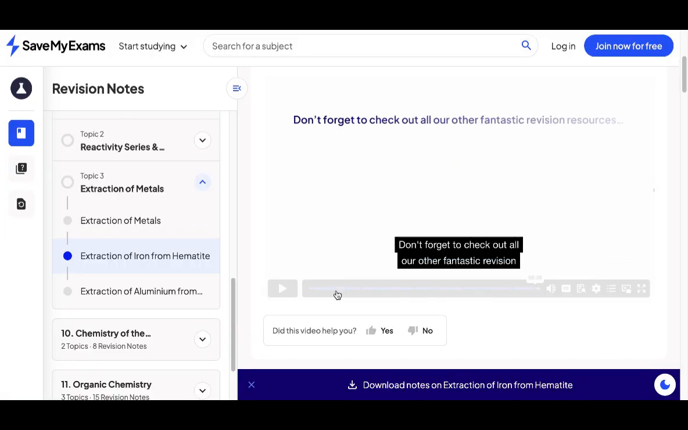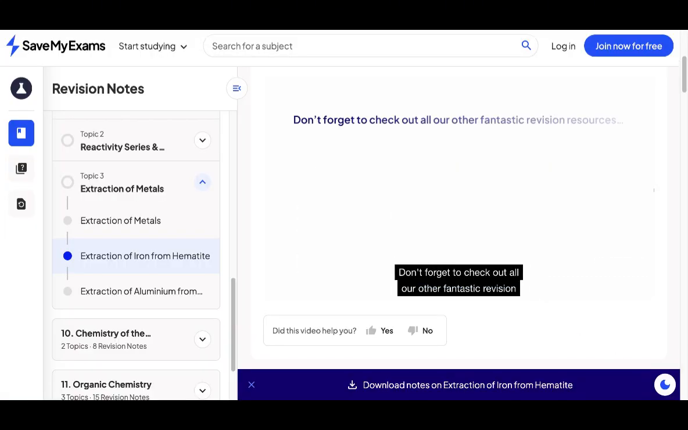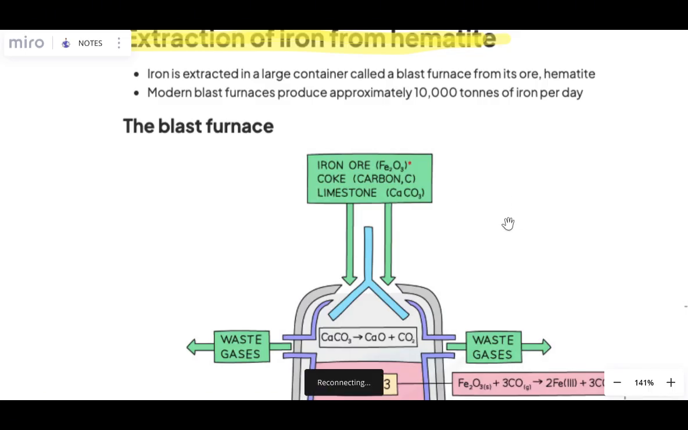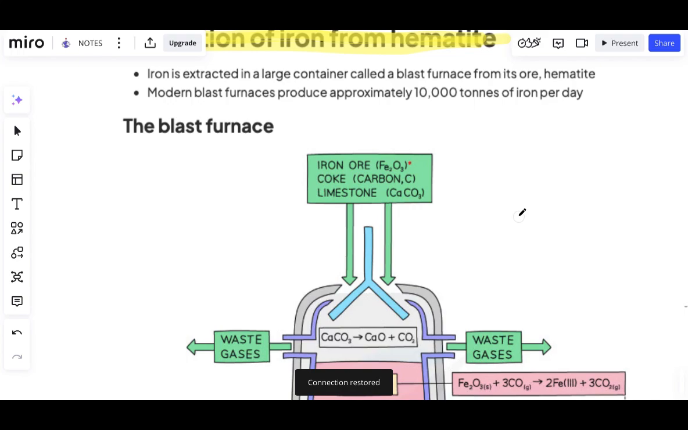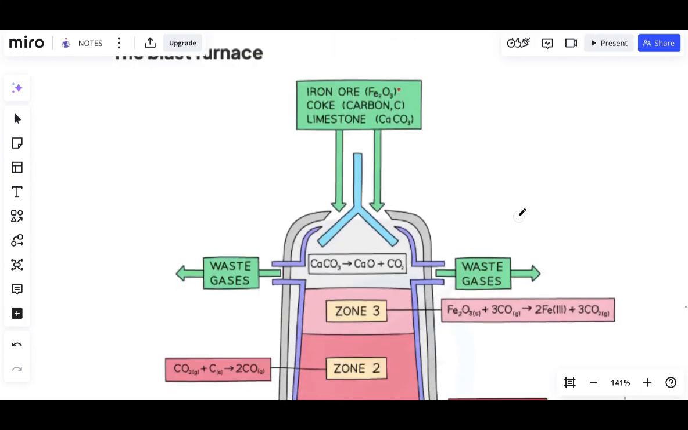So this is the tutorial for this first part. Now let's take a look at it. It's broken down very well. Now we have 3 or 4 raw materials. Okay, the fourth one is the hot air. Even though we didn't write it here, the hot air is also blown in.